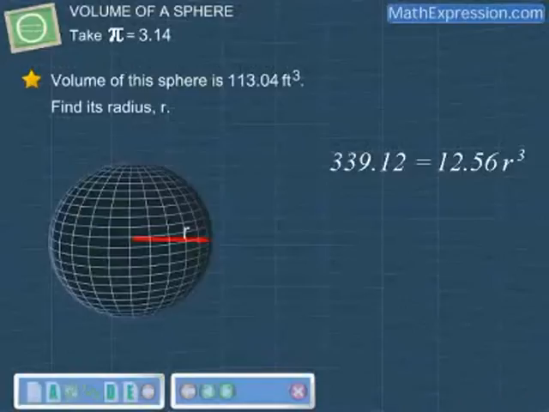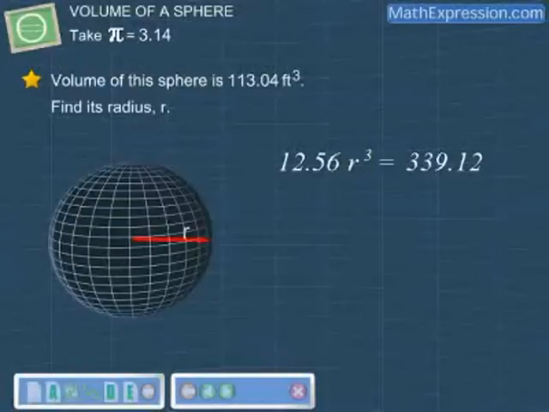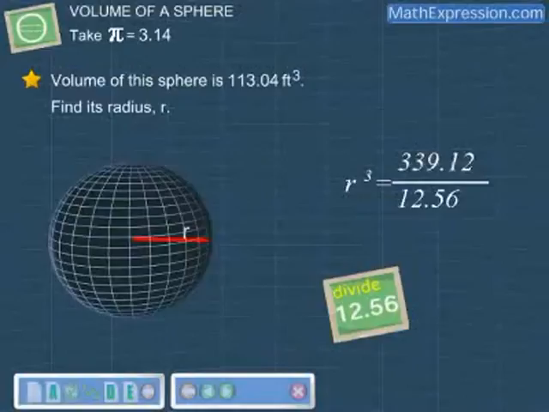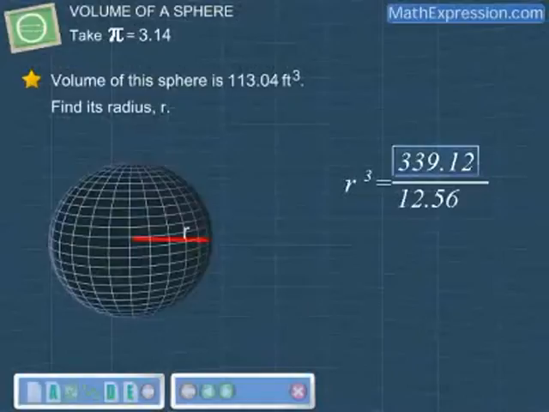Alright, now we have 12.56 r cubed equals 339.12. Let's rewrite this equation so it will look neater. Now, notice that, to get closer to finding r, we need to remove 12.56. To do so, we divide both sides of the equation by 12.56. By doing so, we have r cubed equals 339.12 over 12.56. Next, we divide 339.12 by 12.56. This gives 27.